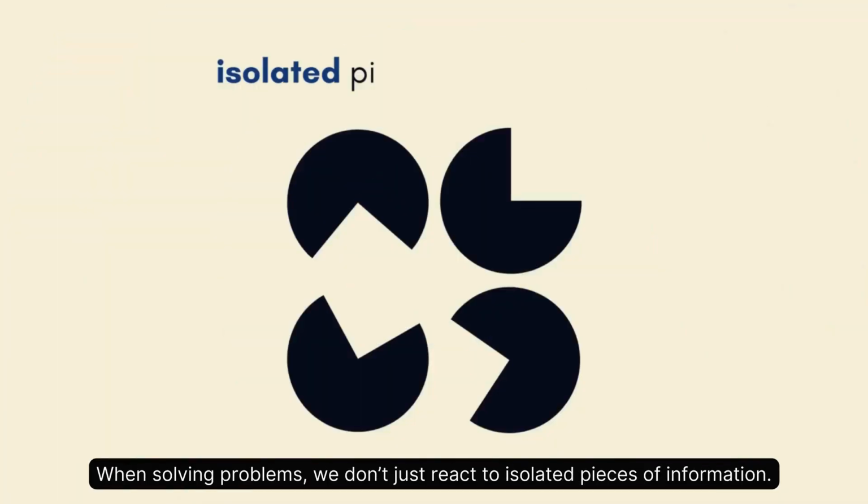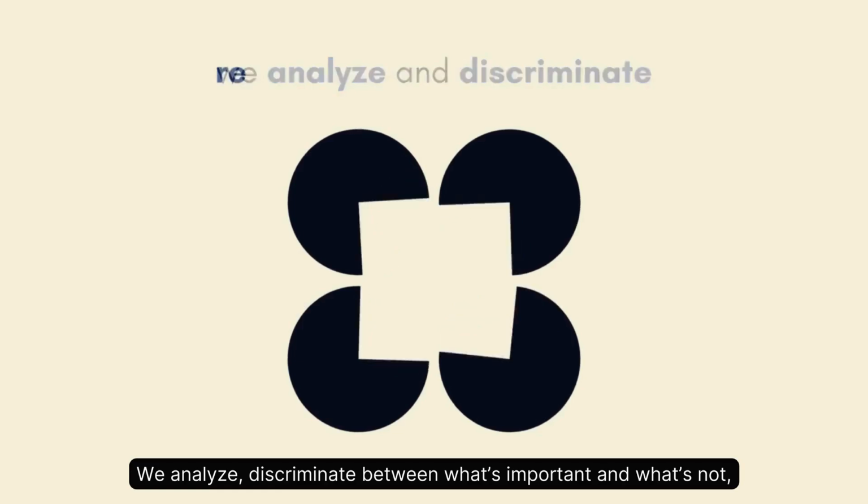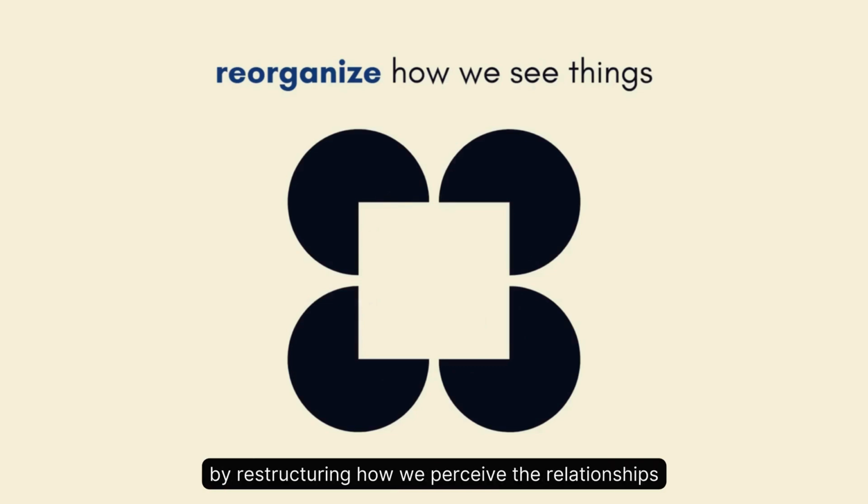When solving problems, we don't just react to isolated pieces of information. We analyze, discriminate between what's important and what's not, and reorganize how we see things. This is how complex learning happens, by restructuring how we perceive the relationships between different pieces of information.